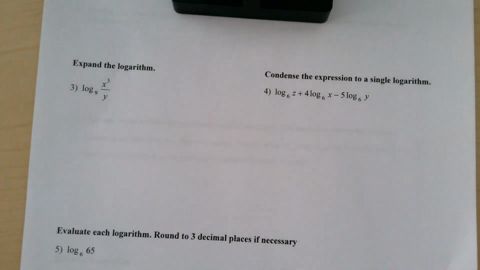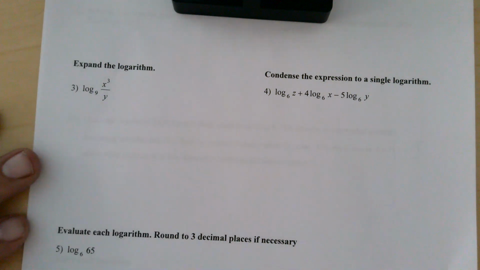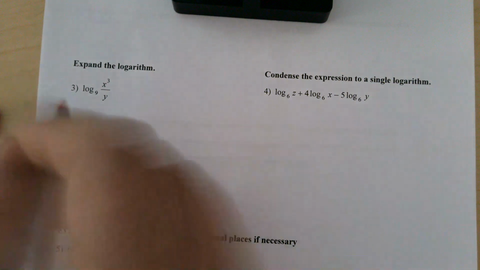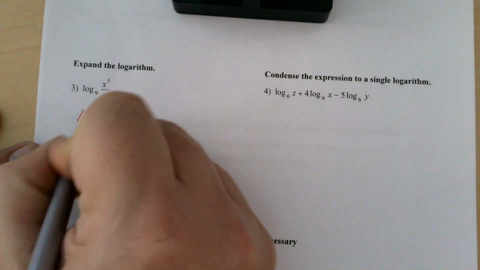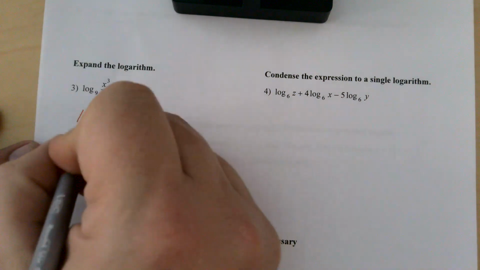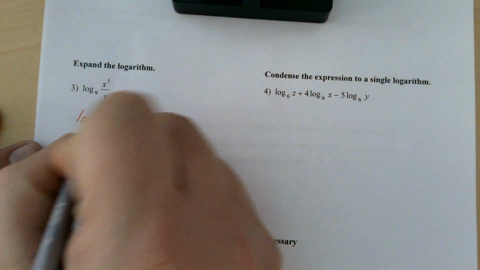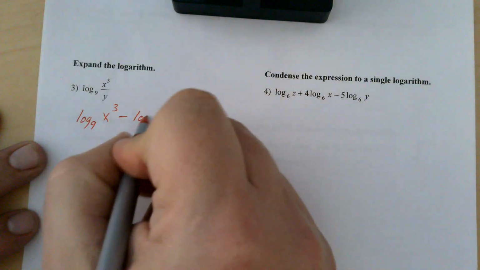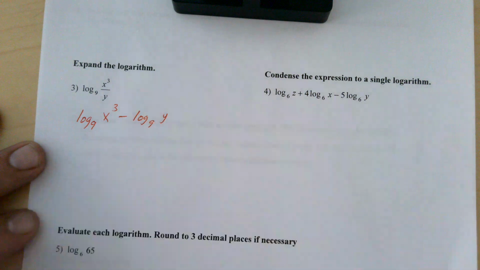What you need to realize is if you see a division, you're going to use a minus sign. I only have an x cubed and a y. To expand this out, I'm going to take the log, and I'll show this intermediate step. Some of you will be able to skip this step, but I'm going to take the log base 9 of x cubed and I'm going to subtract. The reason I'm subtracting is it's a division problem. So we're going to subtract the log base 9 of y.